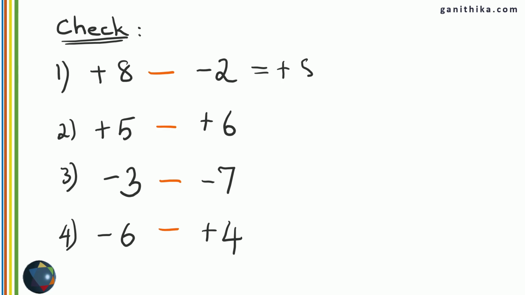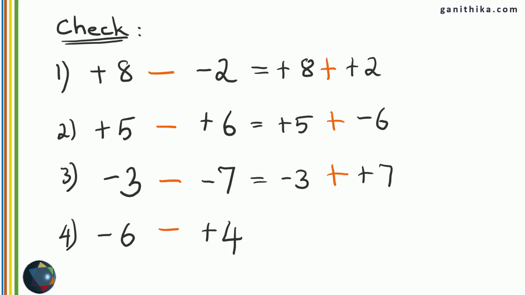Are you ready? So this will become positive 8. The minus becomes plus. Negative 2 becomes positive 2. And like this, change everything. This becomes plus 5 or positive 5 plus negative 6. This is negative 3 plus positive 7. This is negative 6 stays as it is. The first number stays as it is. The minus becomes plus. Positive 4 becomes negative 4.